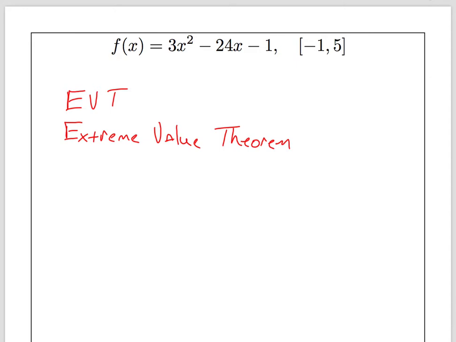Can you say the same for relative? Are you guaranteed to have a relative max and a relative min? No, I'm not. Okay? So I must be closed and I must be continuous. If I'm continuous and closed, I'm guaranteed to have an absolute max and an absolute min. That's what the extreme value theorem says. Alright, so we have 3 examples to work through.